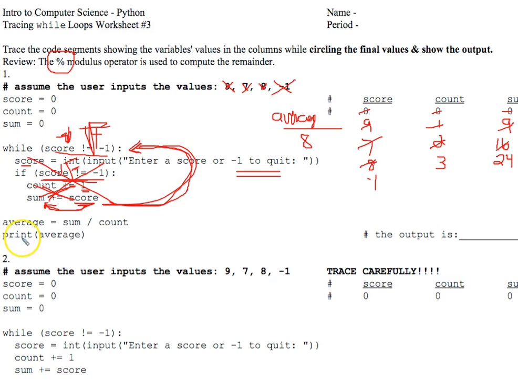And that 8 gets printed because of the print command, so you're supposed to show that here on your paper, and I always like you to circle the final values in these columns. So there's your complete answer for exercise number 1.